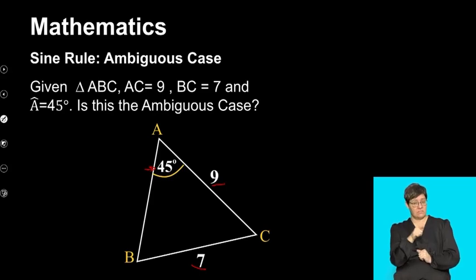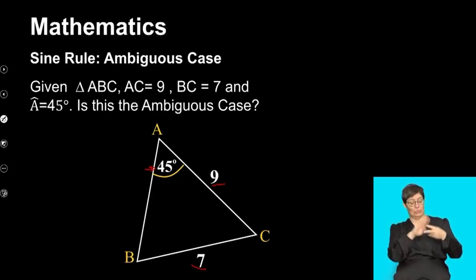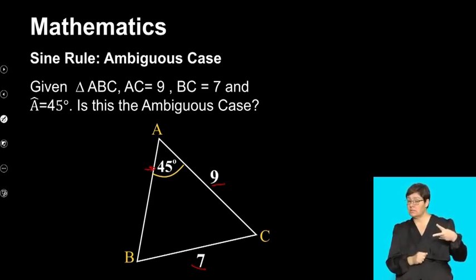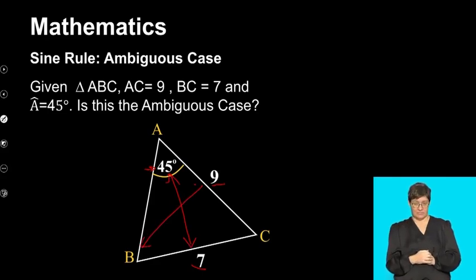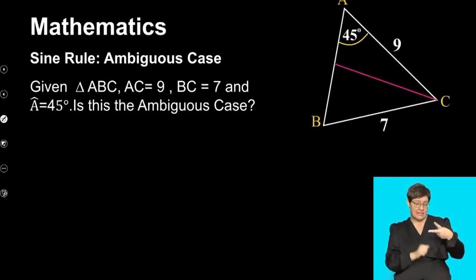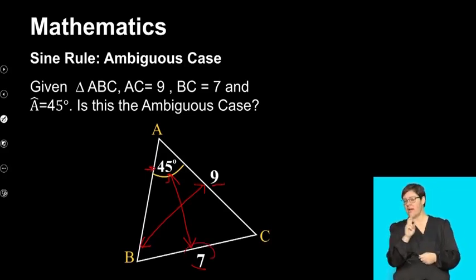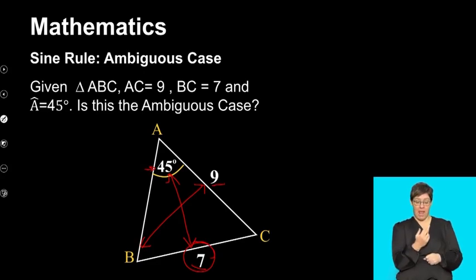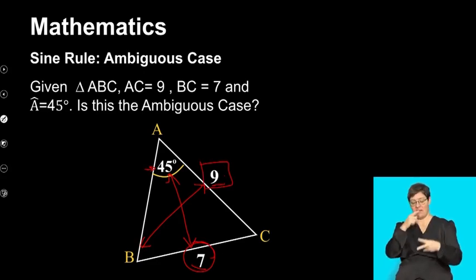Is this the ambiguous case? Again, how can we tell if it's the ambiguous case? We need two conditions. What are the two conditions that we need to have? We need to make sure that we have one full pair. There's our full pair and one half pair. So we've met the first condition. The second condition we need to see is whether the side that's given in our full pair is smaller than the other side. And 7 is smaller than 9, so we've fulfilled our second condition for the ambiguous case.